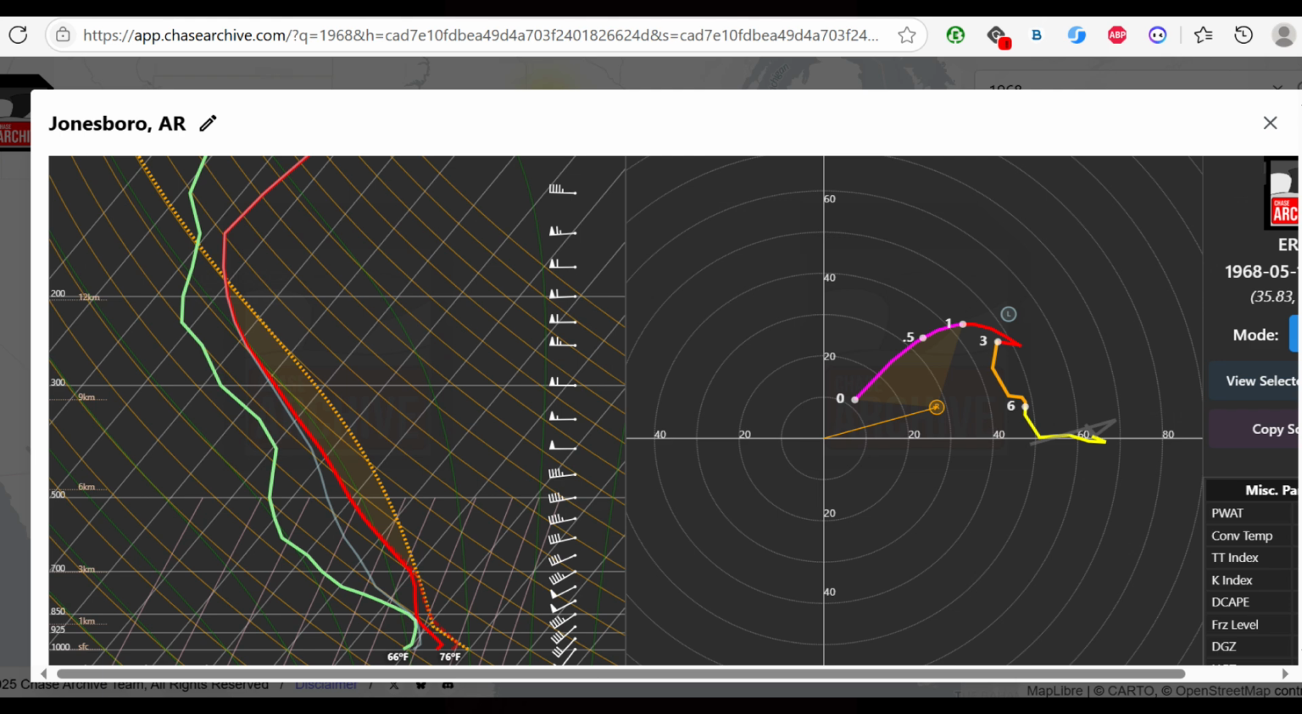This is actually a profile that I managed to pick up from Chaser Archive. So shout out to any app or anything that I'll be using here. Shout out to Chaser Archive. We have a profile sounding here of the Jonesboro, Arkansas tornado, and we can see on the Skew-T and the hodograph what really led to this sort of event.